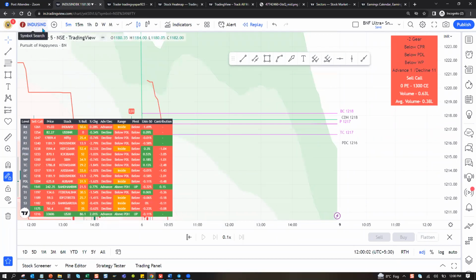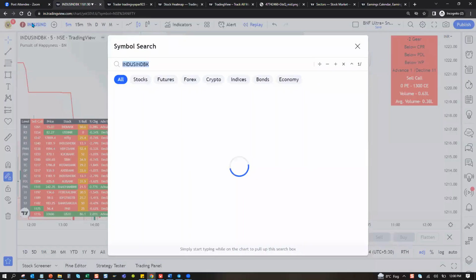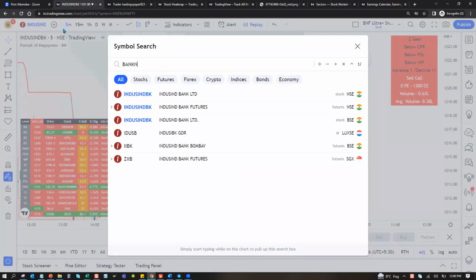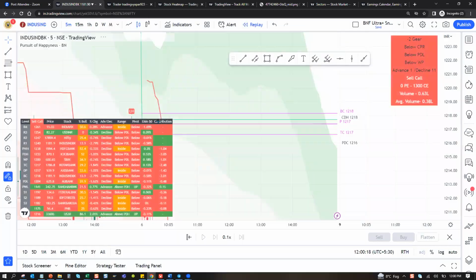The chart is of Indus Bank. The TC value is 1217. That you see is 1217. It is nothing to do with the Kotak Bank. So these are two different tables. The information on the first two columns is different from the rest of the columns, right?